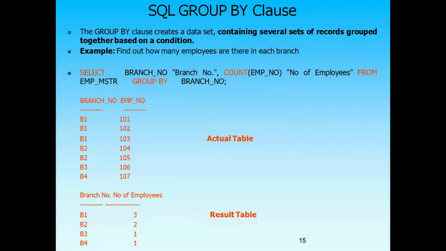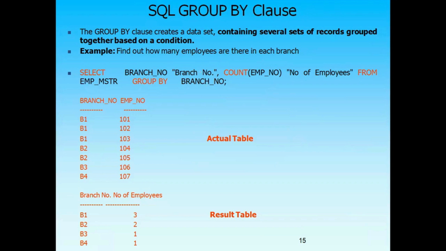Here is another example of the group by clause for a different table. Here I assume there is one table, employee master, along with the branch details. So here I want to find out how many employees are there in each branch, like department-wise total employees. Here we are only using the word branch.